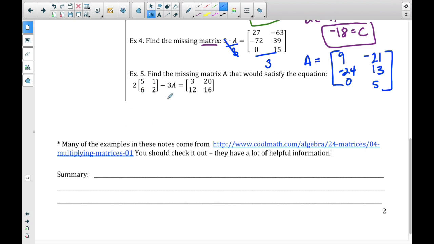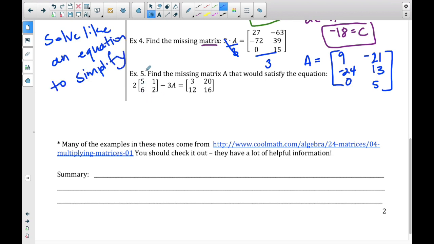Okay, similar type thing. And we might even write something out in the margins here. Maybe solve like an equation. Solve like an equation to simplify. So if we solve this like an equation, again, we're trying to find the missing matrix that would satisfy this equation. Just imagine these were numbers for a minute, like just single numbers rather than whole things like this. What are some things you could do? Well, one thing you could do is go ahead and distribute this. So let's distribute this and call it 10, 2, 12, 4. And then we're subtracting 3A equals this.